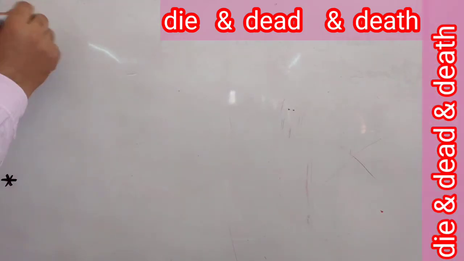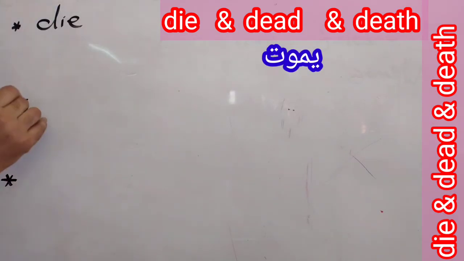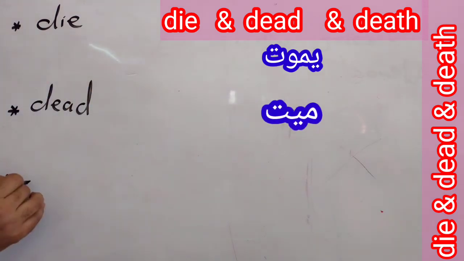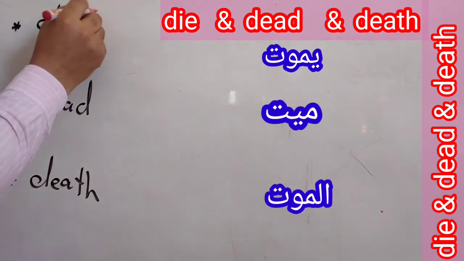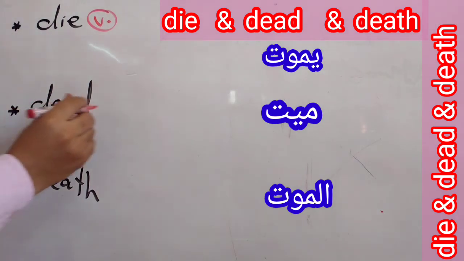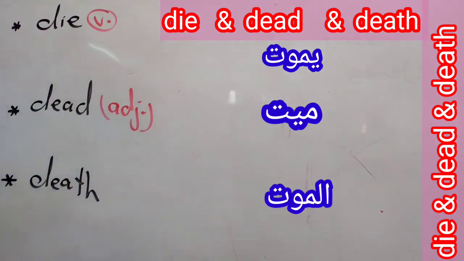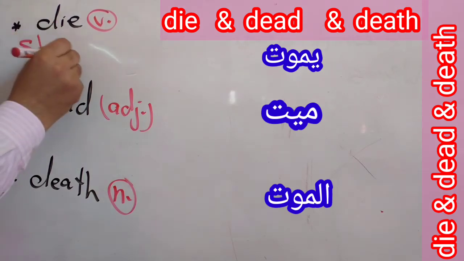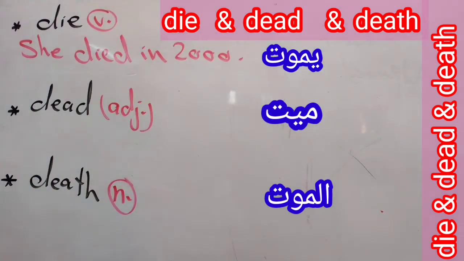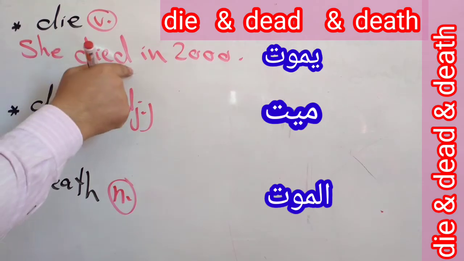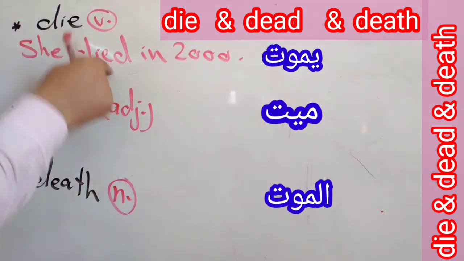Also, we should differentiate between died, dead, and death. Firstly, die is a verb. Dead is an adjective, whereas death is a noun. Let's give some examples to show the difference between them. For example, she died in 2000. Here we use the word died as a verb in the past. She died, he died, they died, and so on.